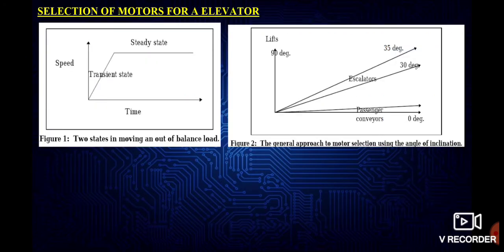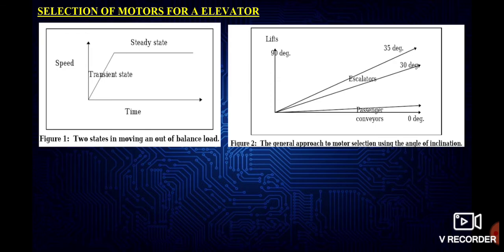So the selection of motors for an elevator has basically two states, that is the states having an output moving out of balance load, and the general approach applies to motor selection using the angle of inclination. For a steady state condition, the transient state rises from the origin, and after reaching a certain value it basically attains a steady state condition.